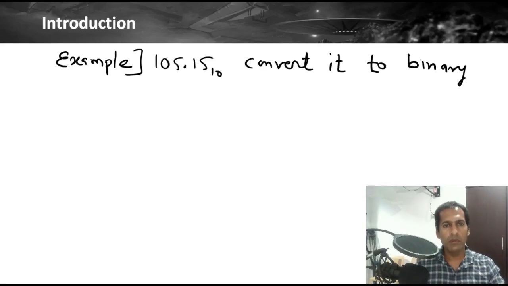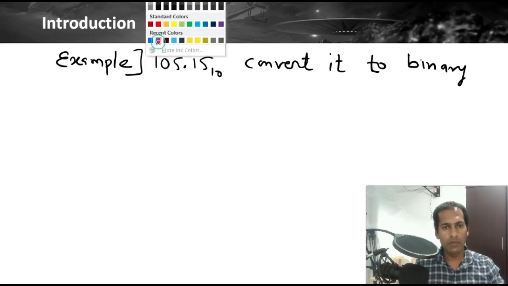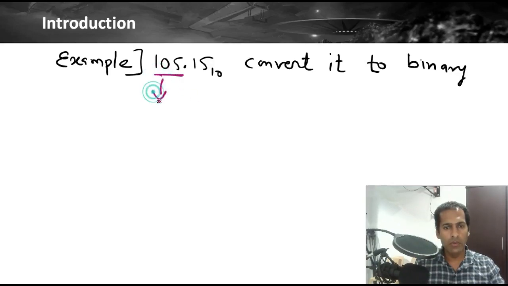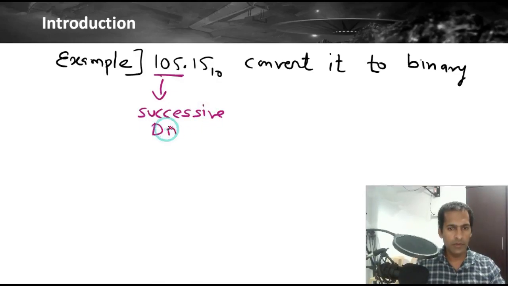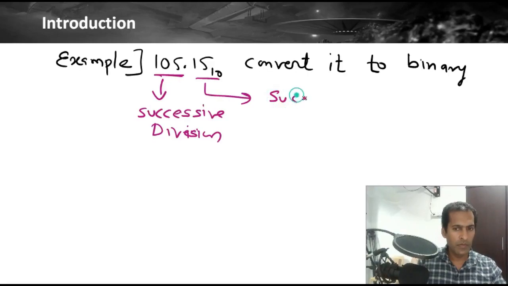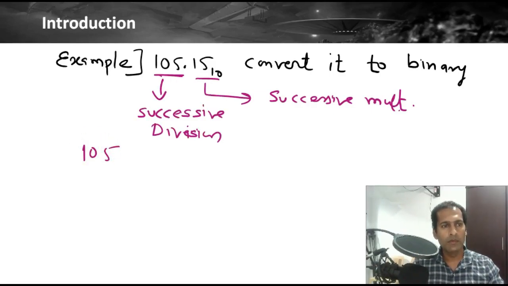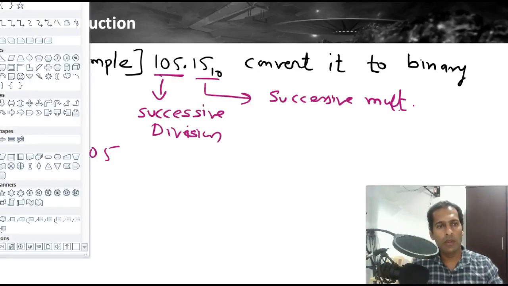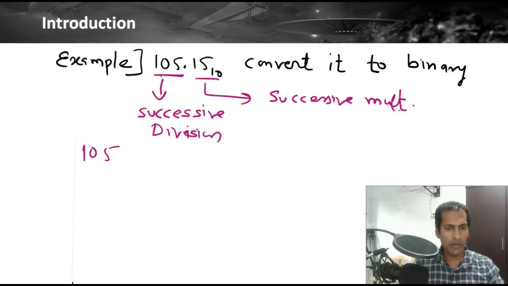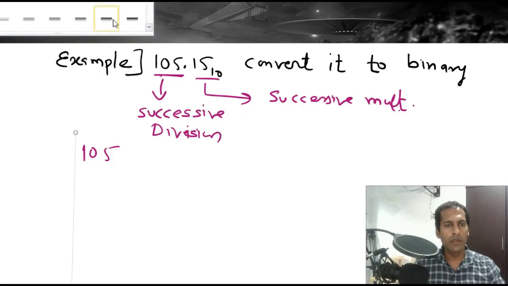We will use successive division for the integer part and successive multiplication for the fraction part. First we focus on 105, using successive division by 2. So we divide 105 by 2.